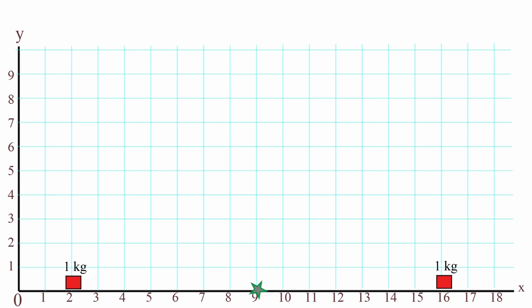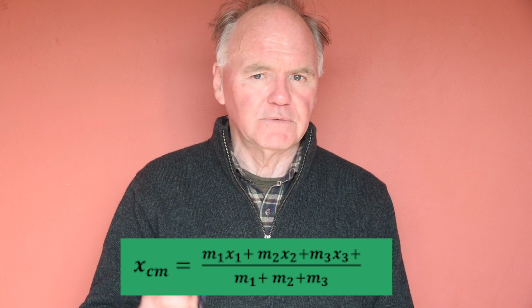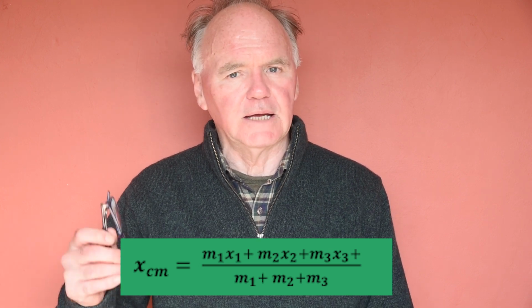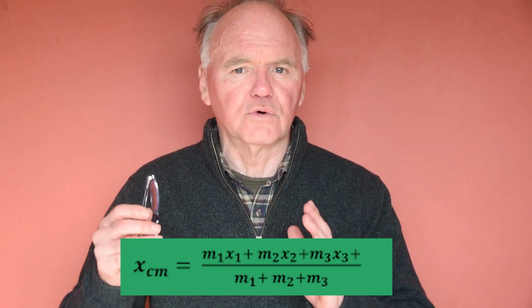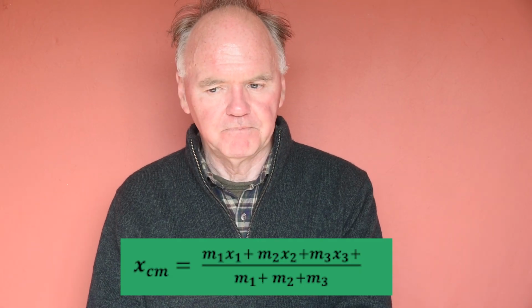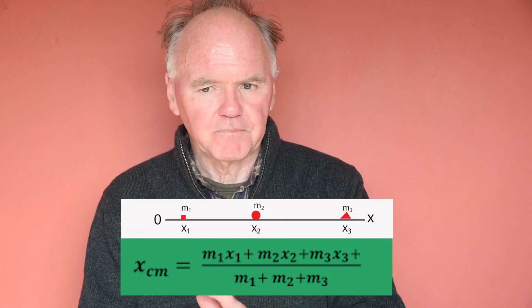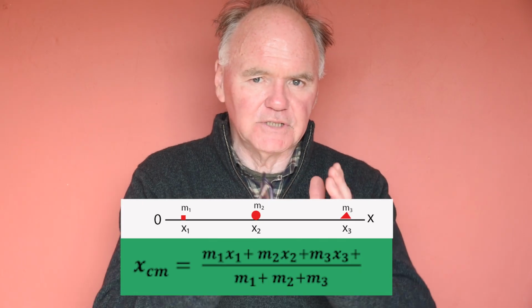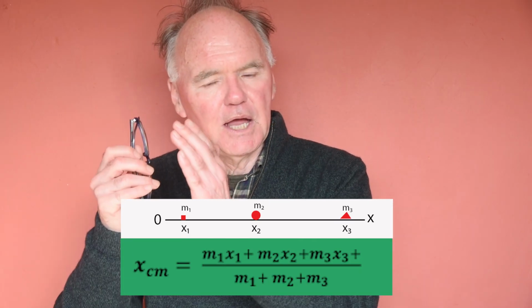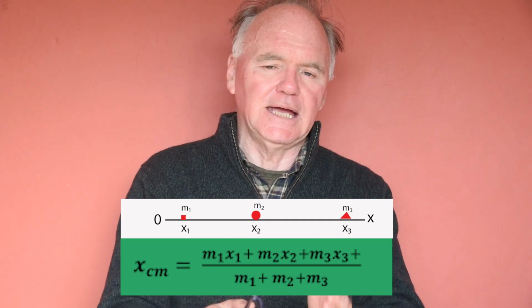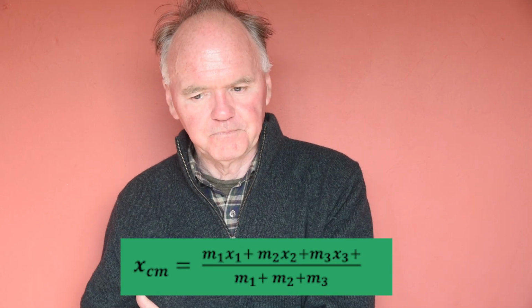To find the X coordinate of the center of mass, and this formula also works for the Y coordinates as well, the X coordinate of the center of mass is equal to m1 times x1 plus m2 times x2 plus m3 times x3, all over the total mass, m1 plus m2 plus m3. Where m1 x1 is the mass m1 at position x1, m2 x2 is the mass m2 at position x2, and so on.